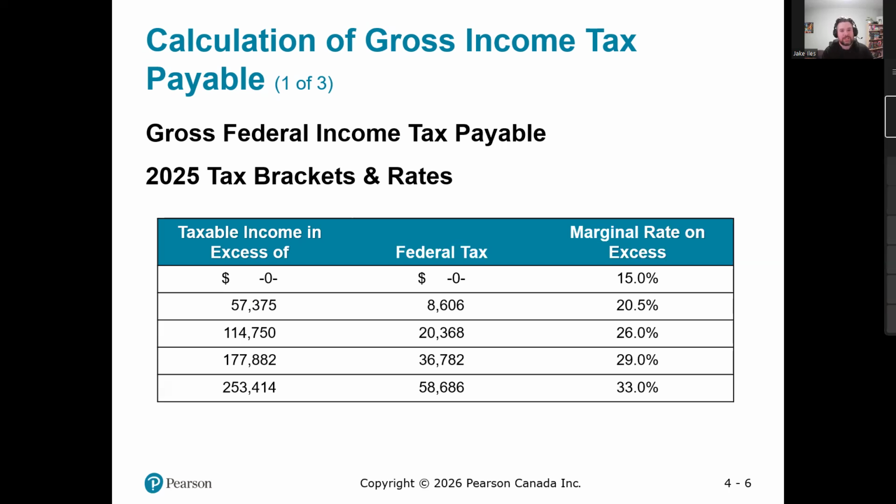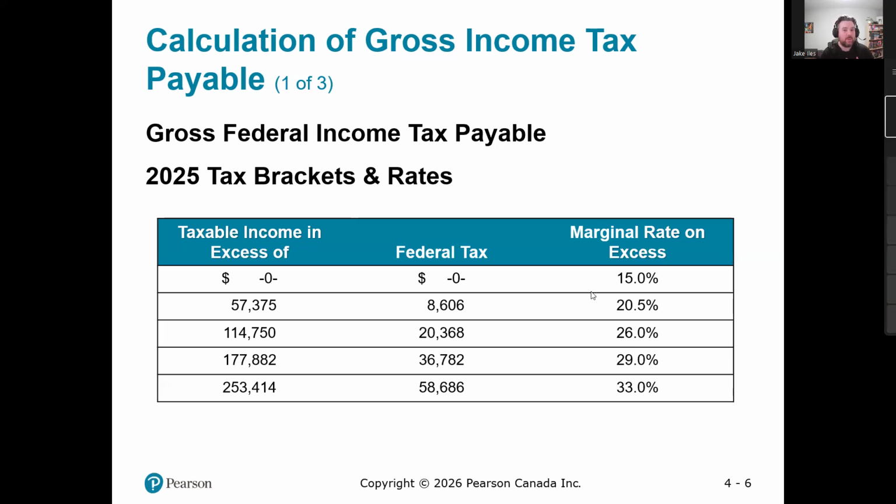I'm trying to emphasize this because a lot of people have the idea that once you make $57,000, now all of your income's taxed at 20.5%, but it's not. These are marginal tax rates. These are rates that only apply on the next dollar. So once my income gets close to 115,000, the amount of tax I would have accumulated in brackets 1 and 2 is 20,368. So the next dollar I make will be taxed at 26%.